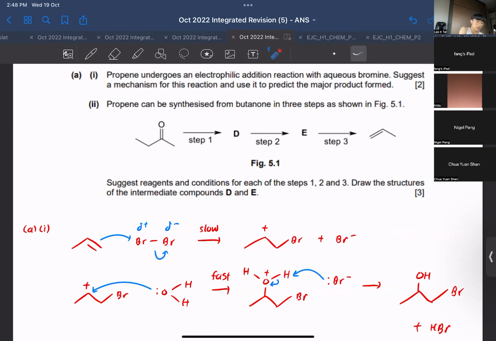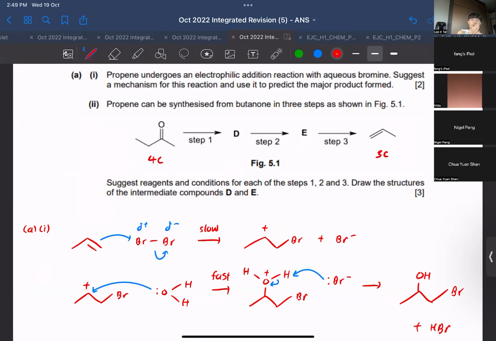Right, in the meantime, let's solve for part 2. For part 2, synthesis, we haven't done synthesis in a while, so let's see whether we can do more today. Synthesis-wise, let's just recall what I told you guys about synthesis. Always count the number of carbons first. We go from 4 carbons to 3 carbons. That's already one very important clue.